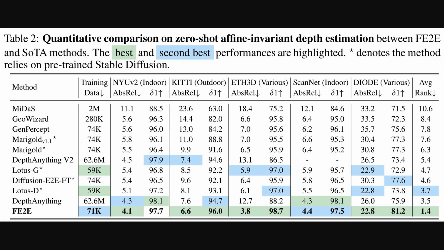So, Table 2 shows that FE2E leads zero-shot depth estimation, which means predicting depth without task-specific fine-tuning on each test set. The method achieves the best average rank while using about 71,000 training images, so efficiency stands out. Results improve most on ETH3D and KITTI because consistent velocity training and joint supervision stabilize learning across scene types. The strong delta 1 accuracy alongside low absolute relative error indicates reliable depth at both near and far ranges.